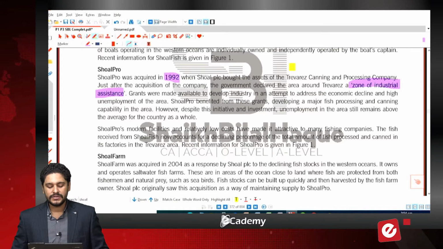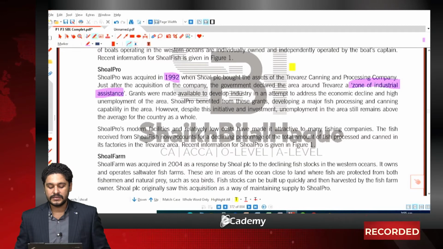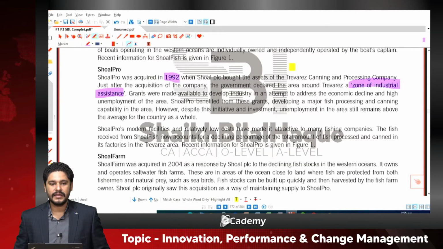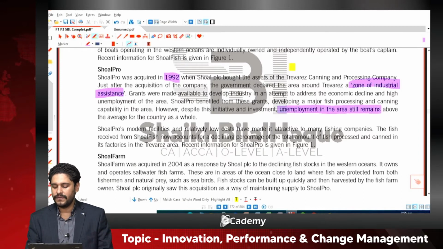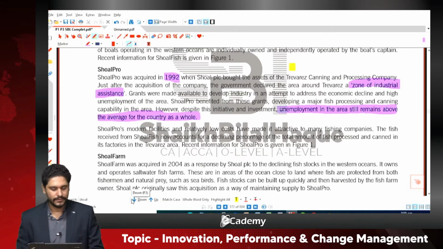Grants were made available to develop industry in an attempt to address the economic decline and high unemployment of the area. Shoal Pro benefited from these grants, developing major fish processing and canning capabilities in the area. However, despite the initiative and investment, unemployment in this area still remains above the average for the country as a whole.